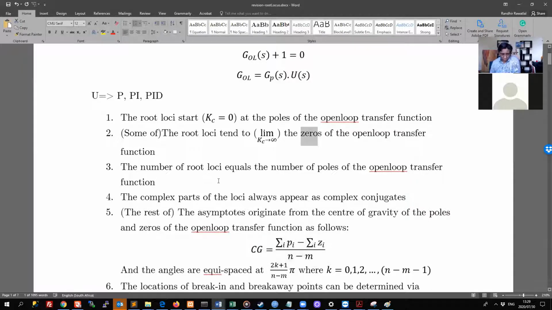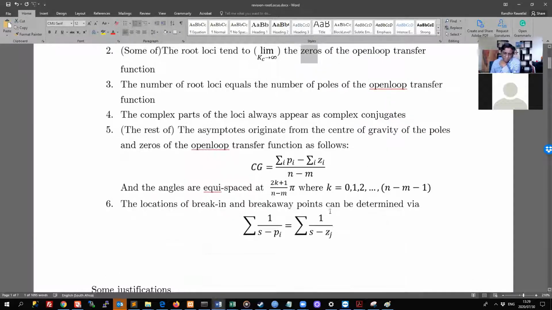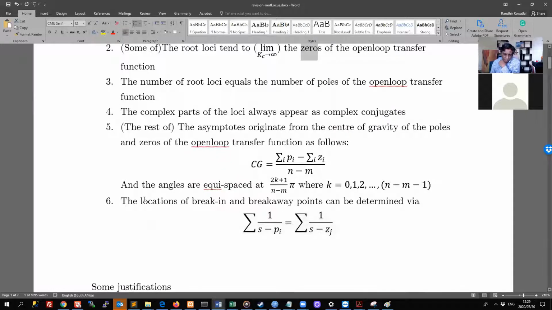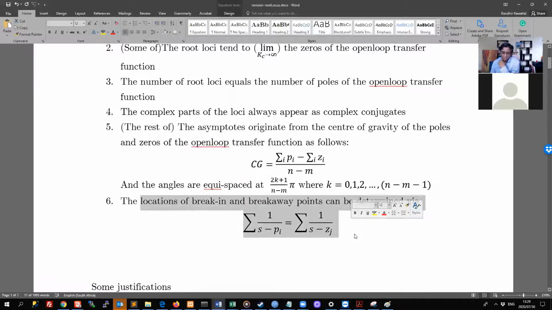So some comments on what happens in between. The complex parts of your loci always appear as complex conjugates. So if you get one curve that's doing something in the imaginary axis, then there will exist another line that does the opposite in terms of the imaginary axis. So it will do the same thing in the real axis, but the opposite in the imaginary. So we'll see that just now. Then this concept of break-in and breakaway points, we'll get to that.